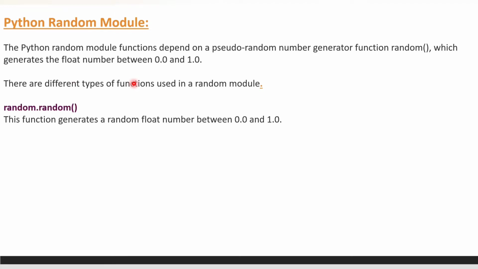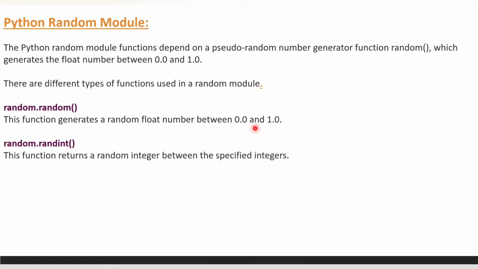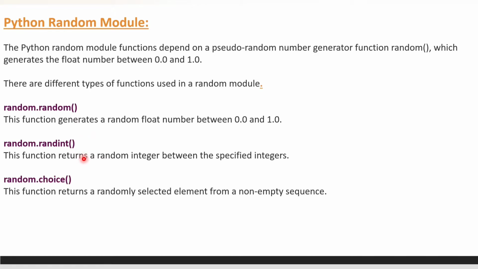The first one is the random function. This function generates a random float number between 0.0 and 1.0. The second one is random integer. This function returns a random integer between the specified integers. Here you can pass the start value and end value of the integer, and depending on that it will provide you the random number.